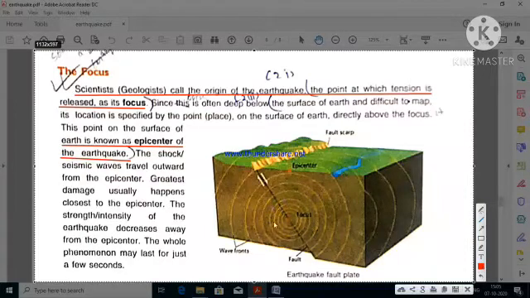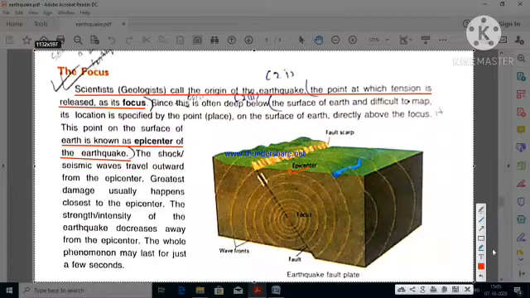Here the waves are traveling outward from the epicenter. Greatest damage usually happens close to the epicenter. Near this epicenter more destruction will be caused. The strength or intensity of the earthquake decreases away from the epicenter.